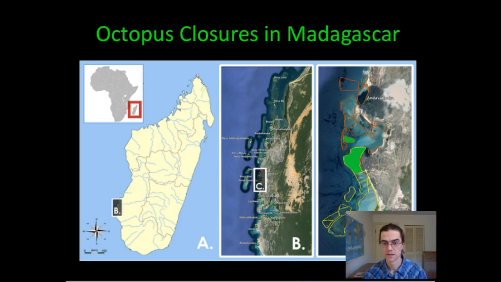And so these two areas in green are these two villages that have implemented their own closure periods to try to restore octopus populations, to let them rebound. These two different sites, Amagahitse and Nosinkara, are two villages that have repeatedly co-implemented a periodic octopus fishery closure.